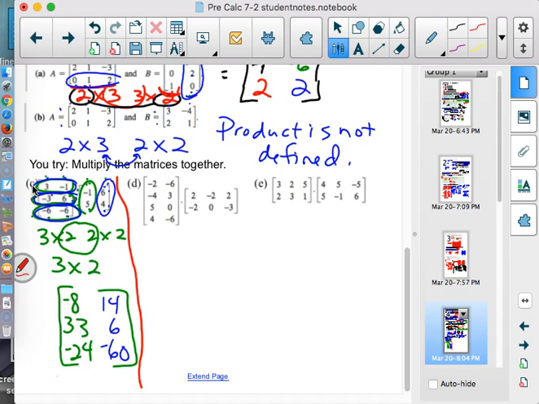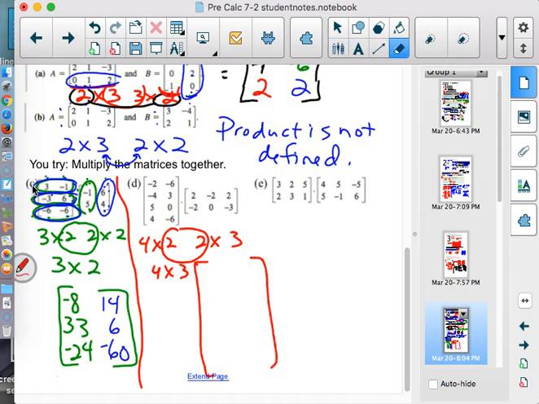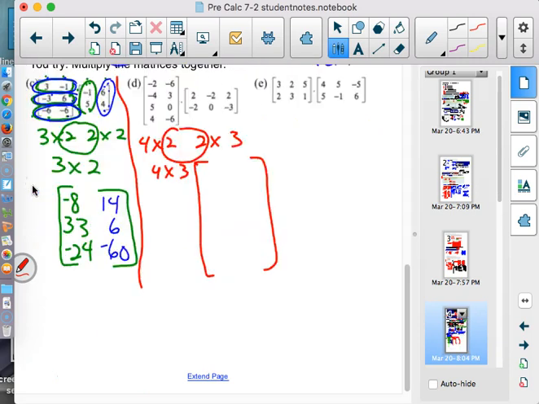D has a 4 by 2 matrix and a 2 by 3 matrix. So we're good to go. Those 2's on the inside match, and we're going to get a 4 by 3 matrix as our result. So definitely more to keep organized with this one. So let's see what we can do.